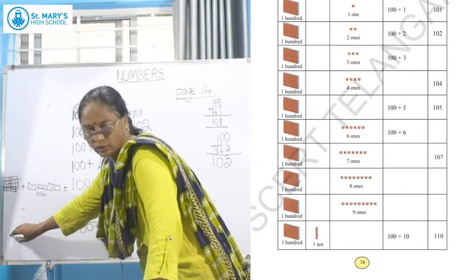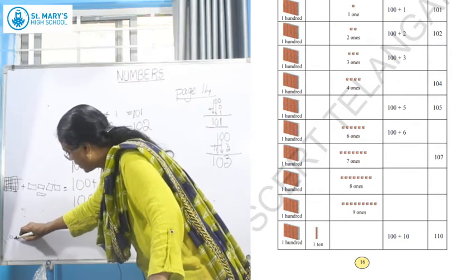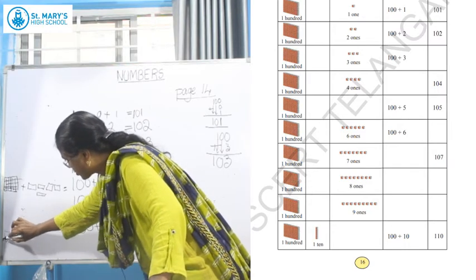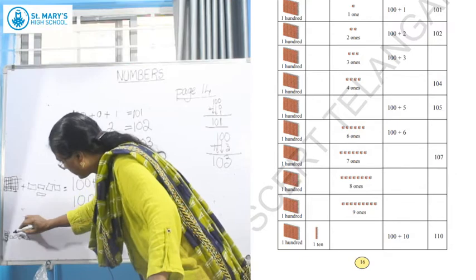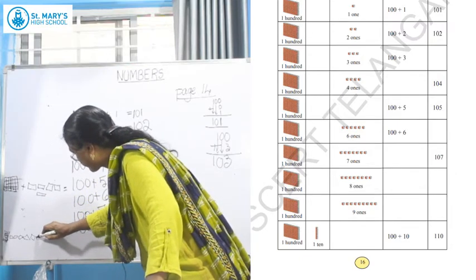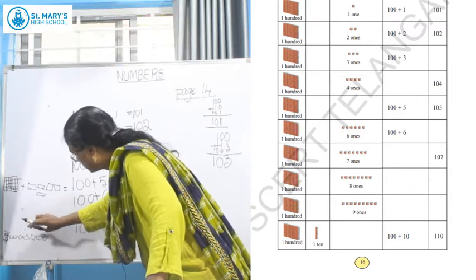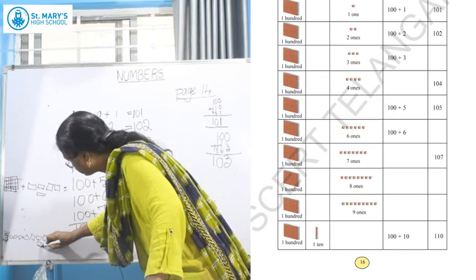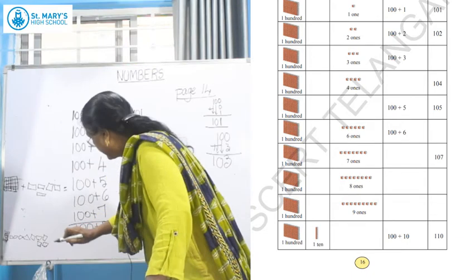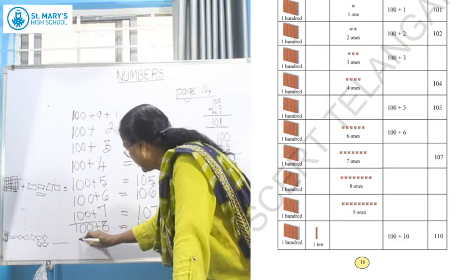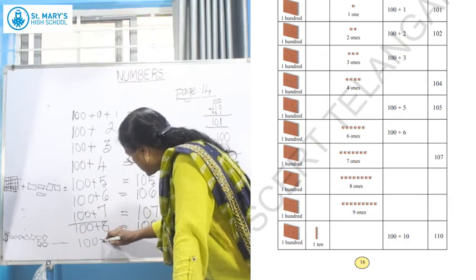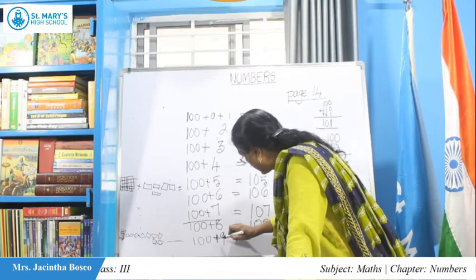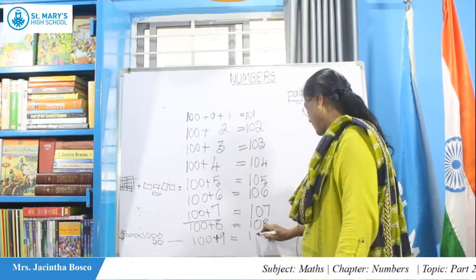9 bricks are there. Count. 9 bricks. 1, 2, 3, 4. Already here the big box is there. That's 100. 100 plus 9 bricks are there. See. So you need to count. So totally 9. So how will you write here? 100 plus 9 bricks. 100 plus 9 is equal to 109.